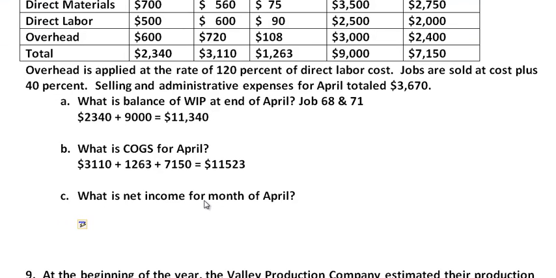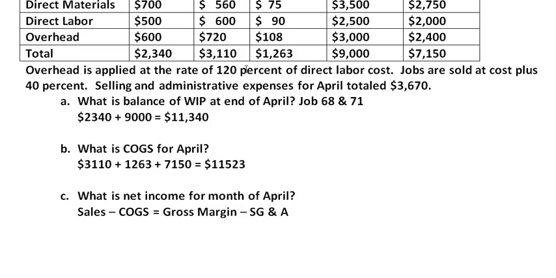C is asking for net income. To calculate net income, you've got sales minus cost of goods sold equals gross margin, minus your selling, general, and admin cost. To come up with sales, it just tells you that it's job cost plus 40%. So your sales is 16,132. Cost of goods sold is 11,523. That leaves you with a gross margin of 4,609, and then your SG&A is 3,670. So that's going to leave you with income of 939.